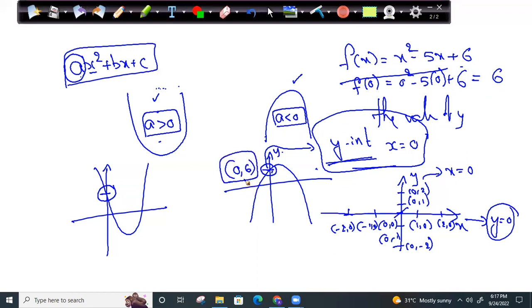Y-intercept is (0, 6). Do you understand? Yeah. So the first concept that we learned is, whenever I say quadratic function, a parabola should flash in my mind. A parabola can be an upward parabola.